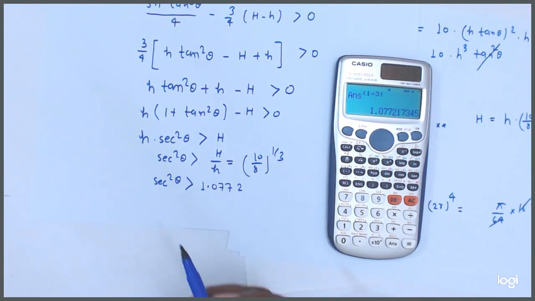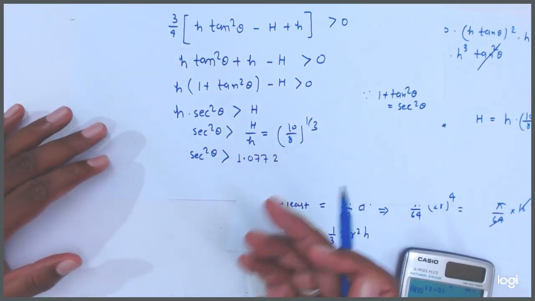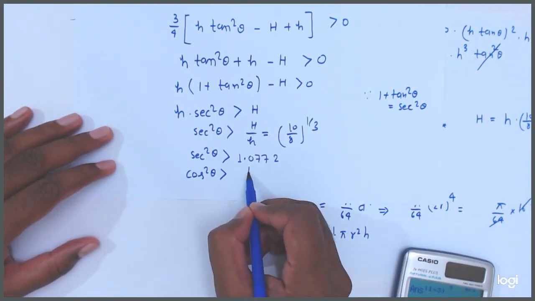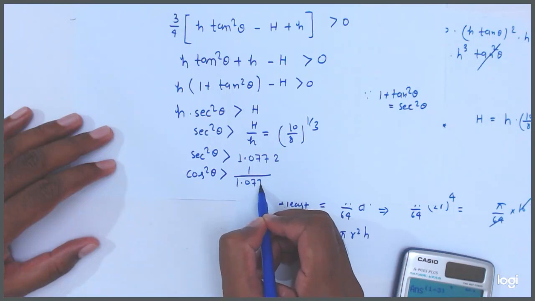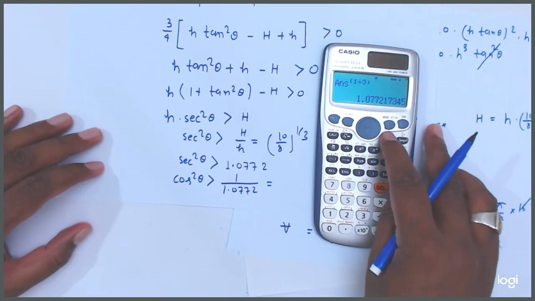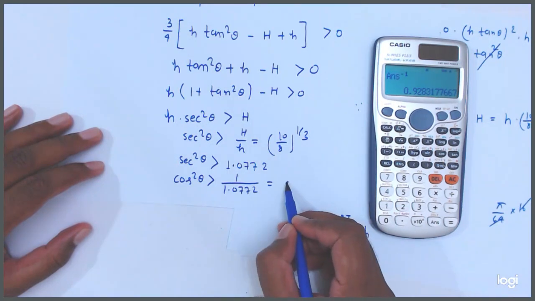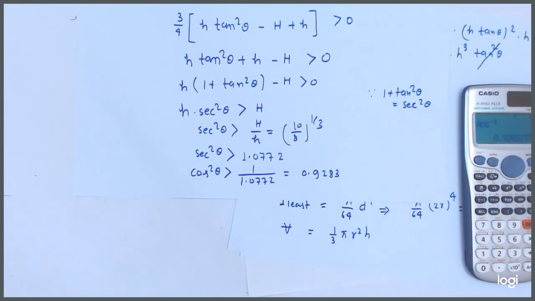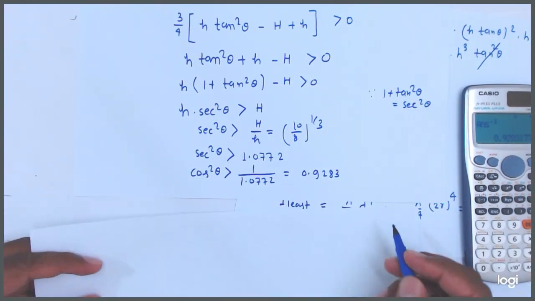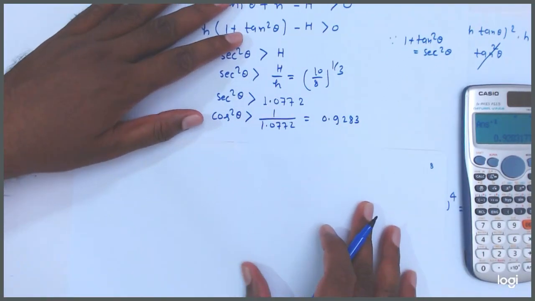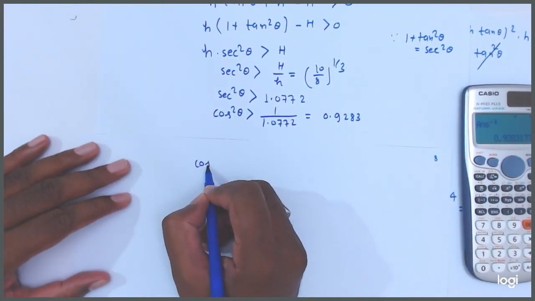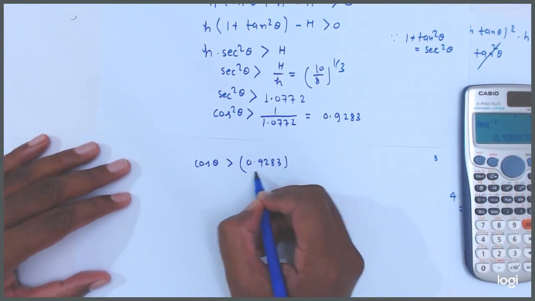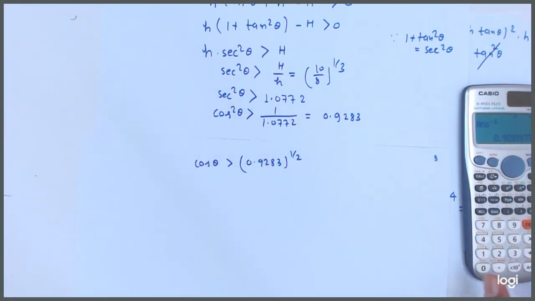Okay, so how can we solve friends? We'll take cos theta. So if you take cos square theta, it will be 1 by 1.0772, or it will come friends, this value will come 0.9283. Okay, so what is the value of cos theta? Cos theta should be 0.9283 to the power 1 by 2.